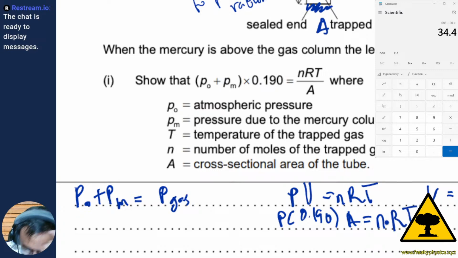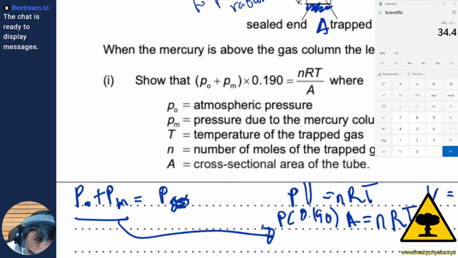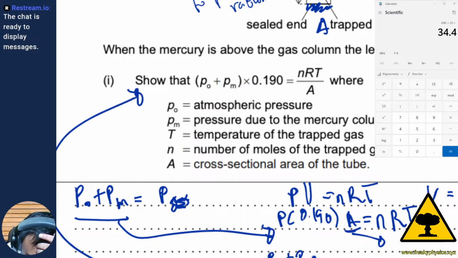All we have to do now is substitute this into here, and move this A to the other side. When we do that, we get P0 plus PM times 0.190 is equal to nRT over A, shown.